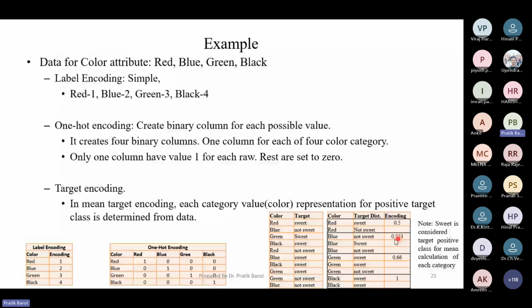In case of the green color, there are 3 data objects, and of those 3, 2 are sweet and 1 is not sweet. The encoding value is 0.66. For black, both data objects belong to the class sweet, so the encoding value is 1. This way, target encoding is implemented.